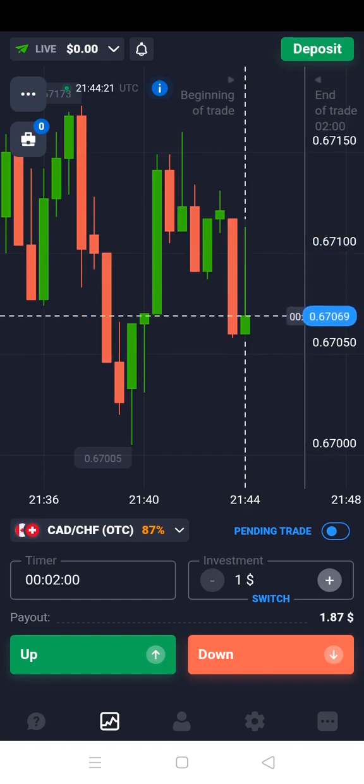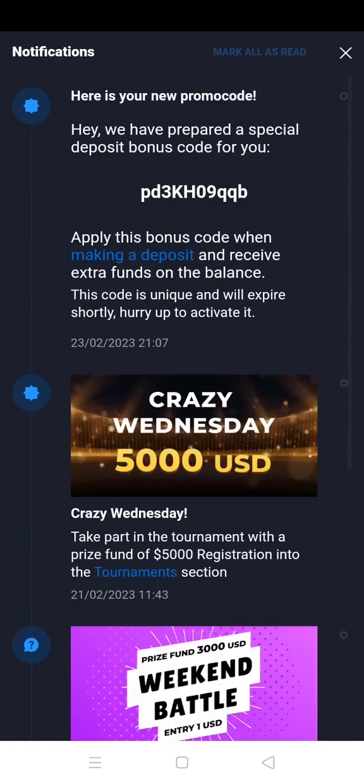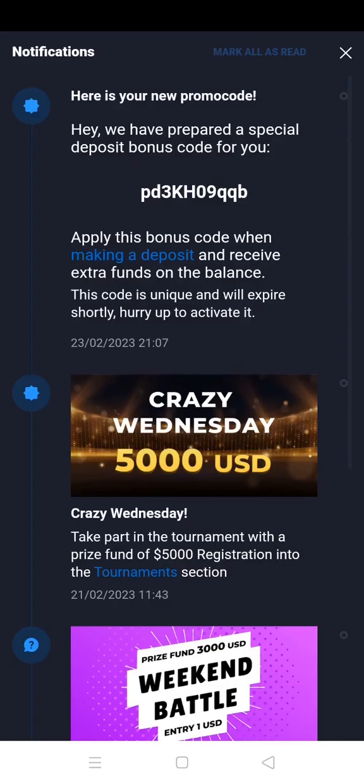All right, so over here we have a notification bell. This is where you get news from Quotex. Any news that comes in, you get them from here. Then you can X out of here by clicking the X button.